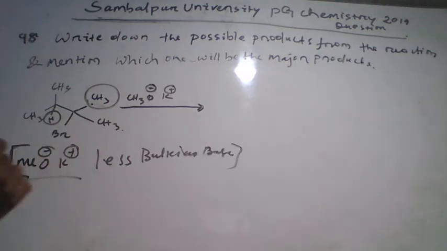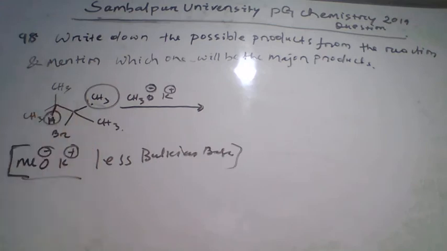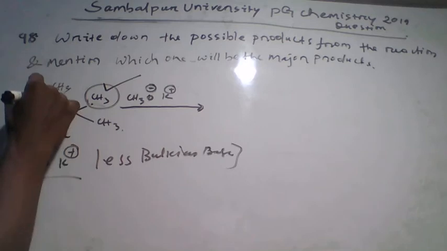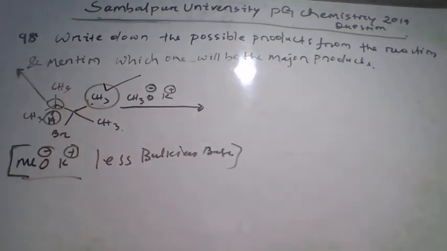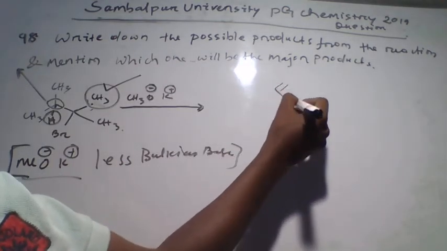See here, what will happen? What is the possible product for this particular reaction? See here, this is one acidic proton, this is another acidic proton, and when it extracts the proton from here, the product will be like this.